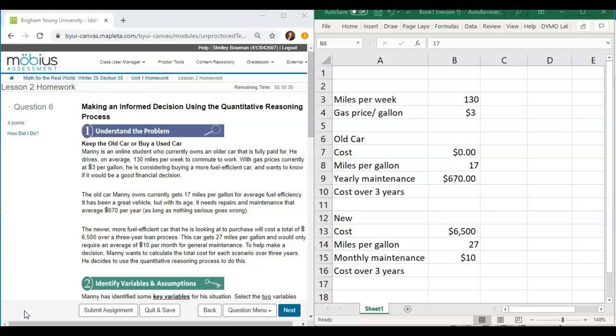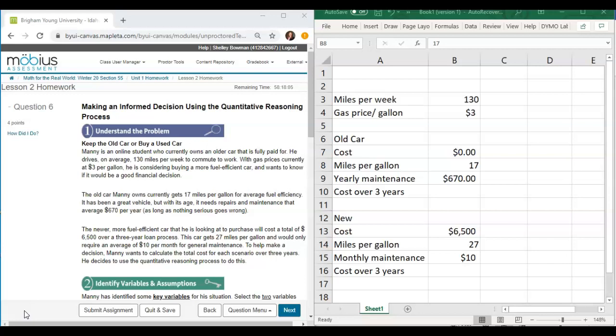The newer, more fuel-efficient car that he is looking at to purchase will cost a total of $6,500 over a 3-year loan process. This car gets 27 miles per gallon and would only require an average of $10 per month for general maintenance. To help make a decision, Manny wants to calculate the total cost for each scenario over 3 years. He decides to use the quantitative reasoning process to do this.